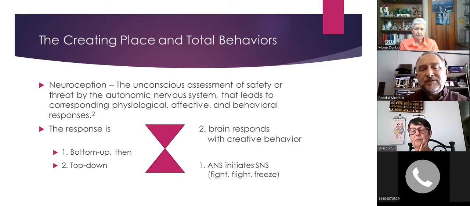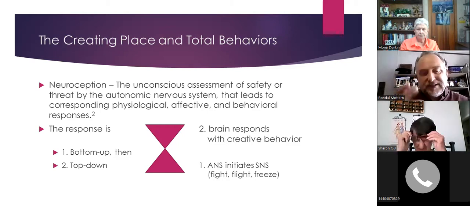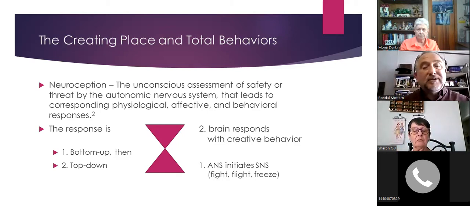Now that response is first bottom up, then top down, okay? So bottom up, that's the triangle on the bottom, and then top down is the triangle on the top. So what happens is we have something's off, right? In the comparing place, something is off there. And that autonomic nervous system initiates the sympathetic nervous system. It says, fight, flight, or freeze, right? That's initiated. That goes up to the brain, and then the brain sends down a response with whatever that total behavior, that creative behavior happens to be.